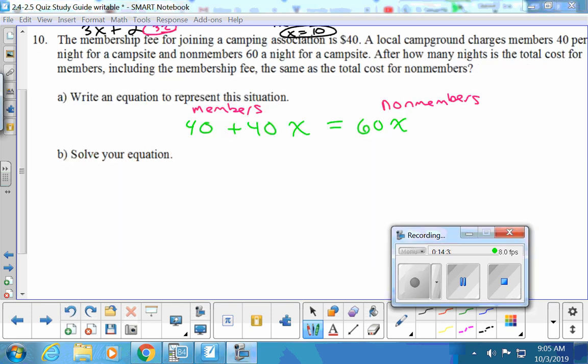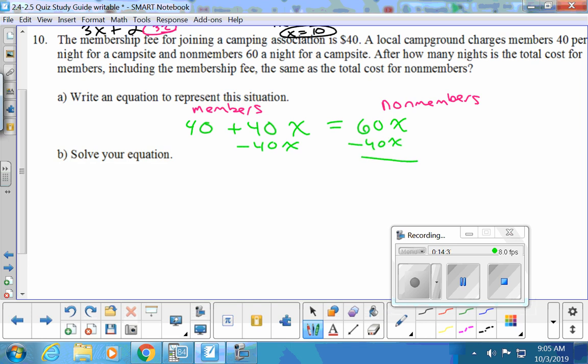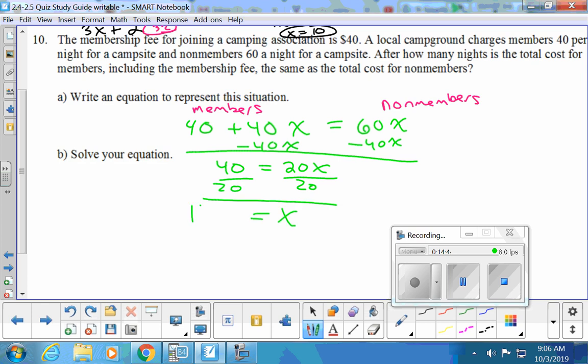Perfect. All right, they're excited. They did it right. So we're subtracting the 40 over. That gives you 20x over there. So divide by 20. After 10 nights, the fee would be the same after camping for 10 nights. The fee would be the same for members and non-members.